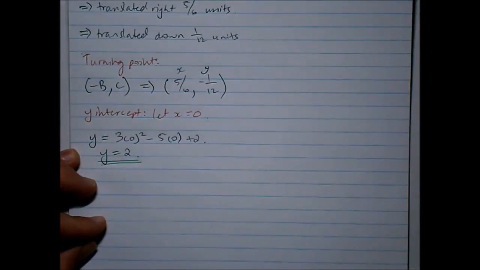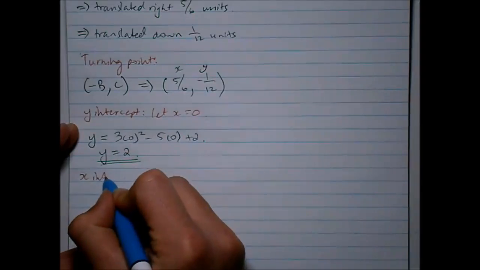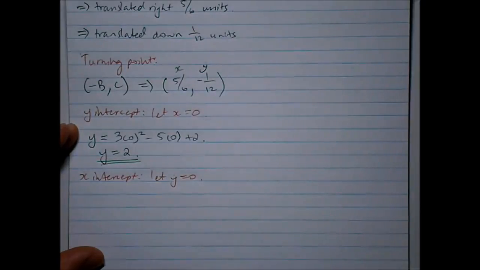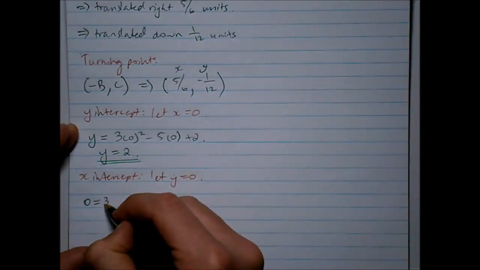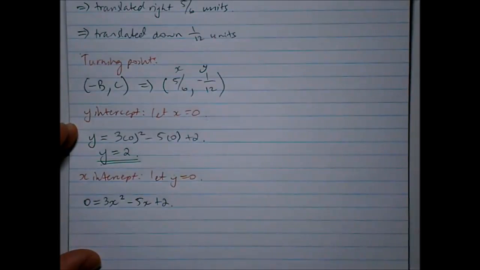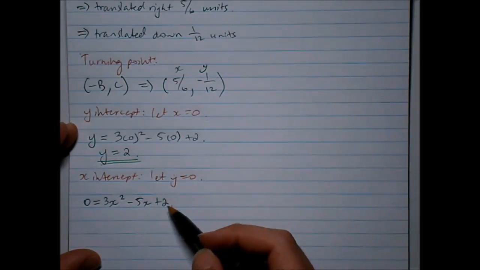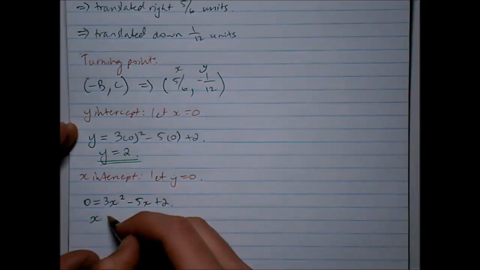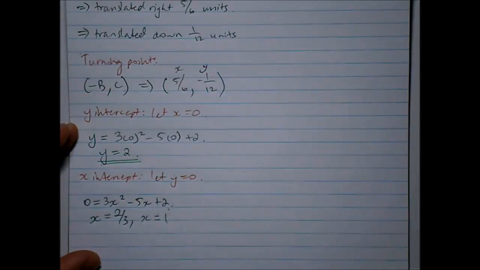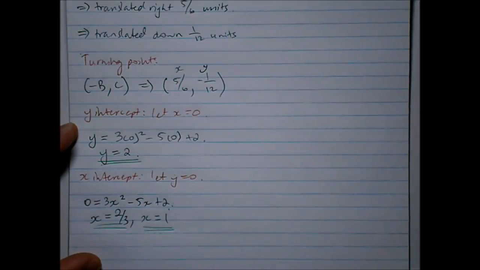Now what's our x-intercept? To find that, we let y equal 0. So if y equals 0, we get 0 equals 3x squared minus 5x plus 2. You can use multiple methods to solve this quadratic equation: completing the square, or you could factorize. You can try any of those methods, but I already know the answer, and that is x equals 2 on 3 and x equals 1. So those are our two x-intercepts, and that is all the information we need to graph. So let's go do that.